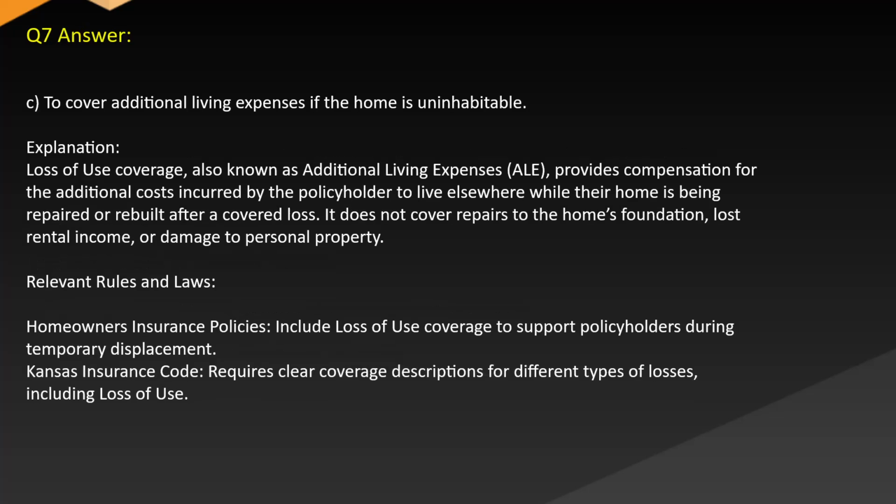Answer: C. To cover additional living expenses if the home is uninhabitable. Explanation: loss of use coverage, also known as additional living expenses, provides compensation for the additional costs incurred by the policyholder to live elsewhere while the home is being repaired or rebuilt after a covered loss. It does not cover repairs to the home's foundation, lost rental income, or damage to personal property.